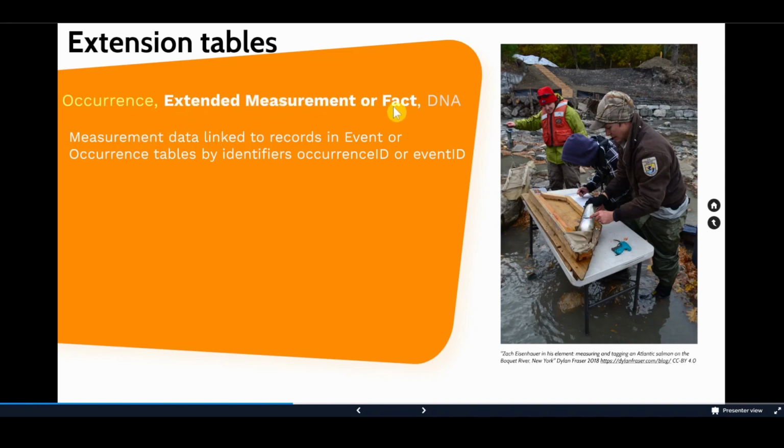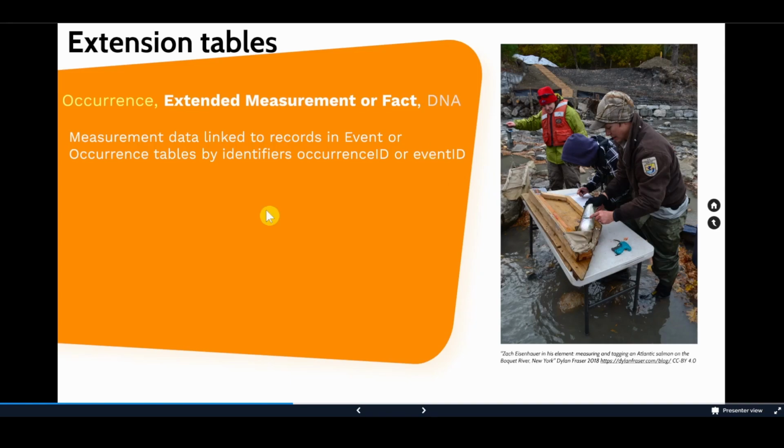And then there's the extendedMeasurementOrFact extension. And this is used to include all measurements or facts. And finally, there's the DNA-derived data extension, which will be covered in a different section of this workshop. So let's focus on the extendedMeasurementOrFact, or the EMOF extension. So in this data table is where you have all of your measurement data. And this measurement data links back to your event or your occurrence tables by use of those identifiers. So if you have a measurement related to an occurrence, you're going to have the associated occurrence ID. If you have a measurement related to an event, then you're going to use the event ID to point back to that sampling event.